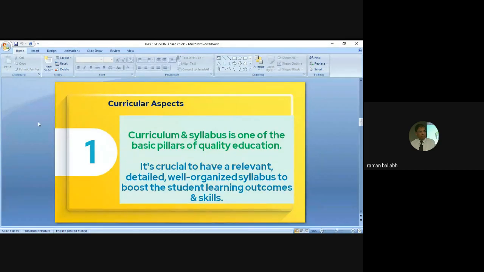So I'm talking about the first criteria, that is curriculum and syllabus. That is the basic pillar. And it has got 3 different elements. One, how to create the syllabus, second, how to implement the syllabus, and third, how you are going to get the targeted achievement after the completion of your syllabus.